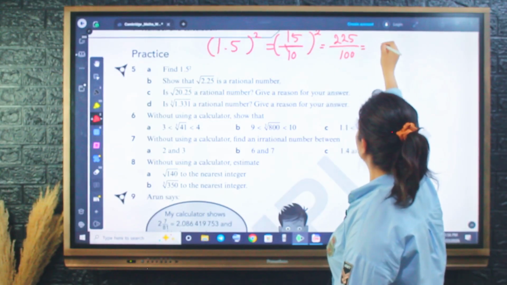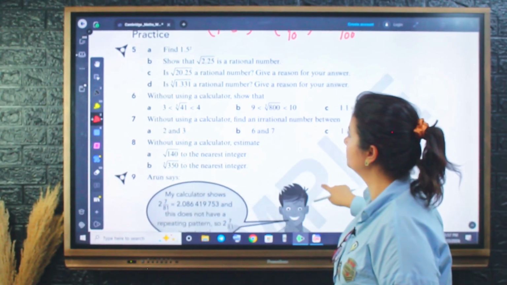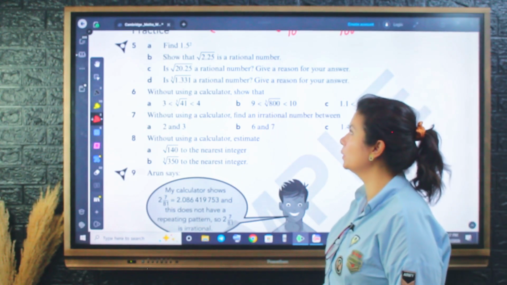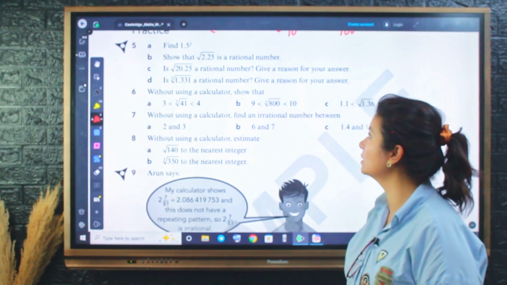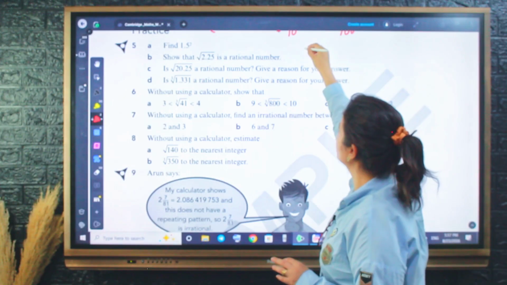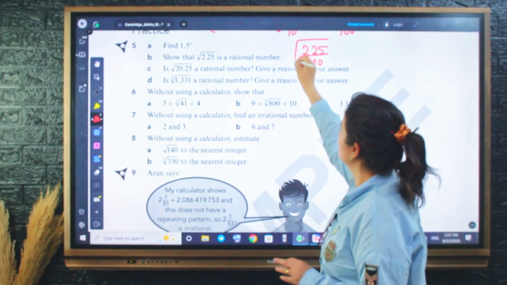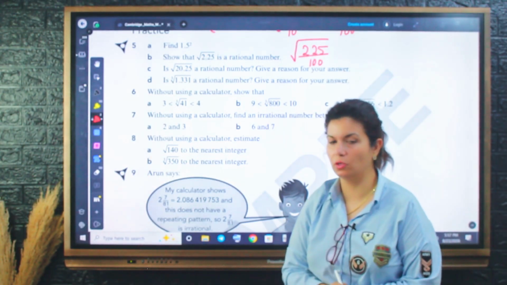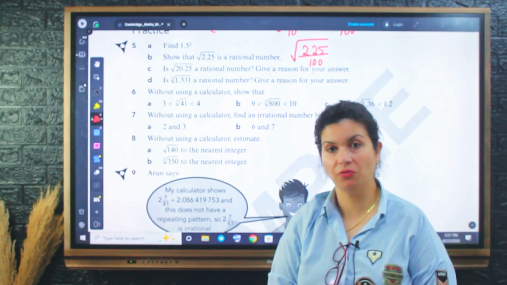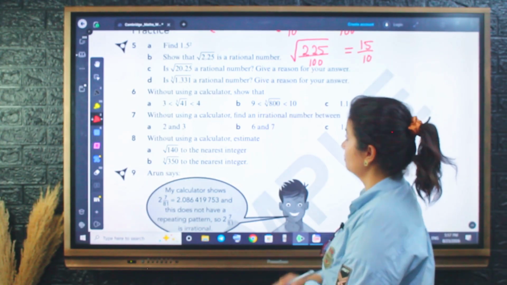So we can write it in the form 2.25. Okay. Letter B, show that the square root of 2.25 is a rational number or not. Okay, let's see. Can we take it out? 225 over 100. The square root of 225 over 100. Can we find the square root of 225? Yes, it's 15, right? So it's 15 over 10.